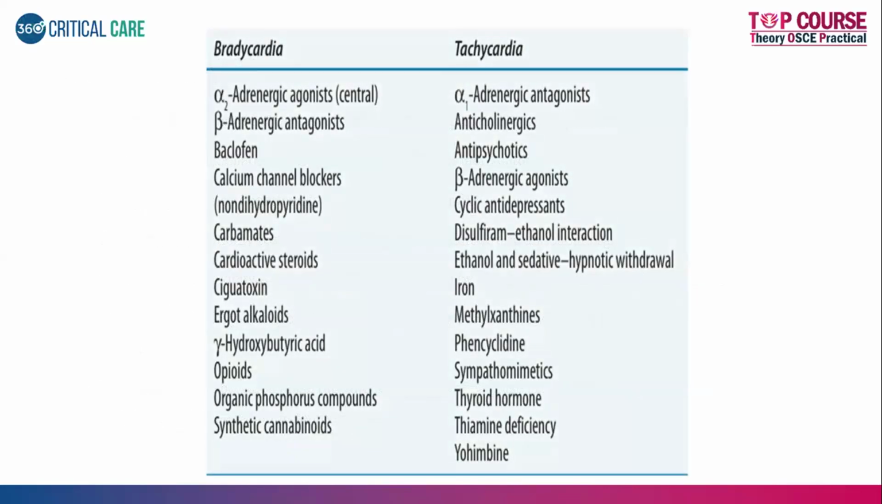Examples of drugs or toxins causing bradycardia are alpha 2 adrenergic agonists, beta blockers, calcium channel blockers, your famous OP compounds, carbamates, and opioids. Okay, so all these cause bradycardia. Coming to tachycardia: anticholinergics, antipsychotics, tricyclic antidepressants, methylxanthines, and the sympathomimetics. These cause tachycardia.